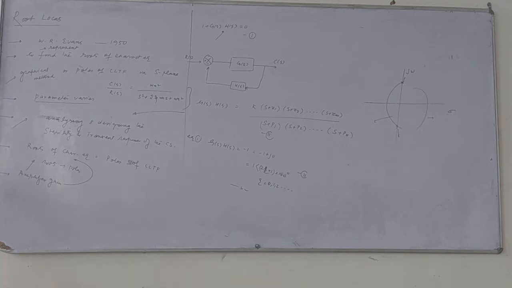Root locus is a graphical method to find the position of the roots of the characteristic equation, or the poles of the closed loop transfer function. So this definition you can write.